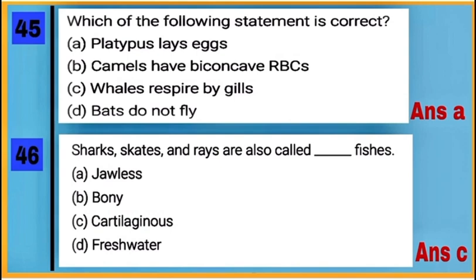Question 46. Sharks, skates and rays are also called dash fishes. They are all cartilaginous fishes. So here mark C as a correct answer.